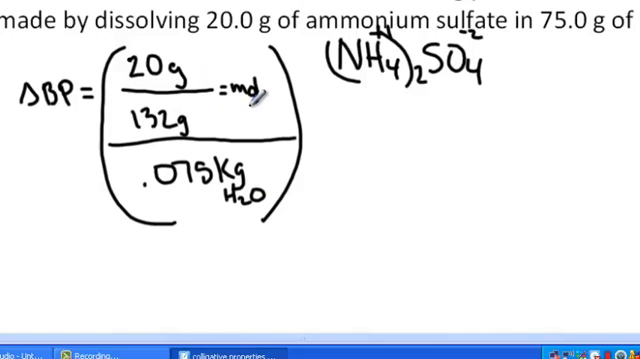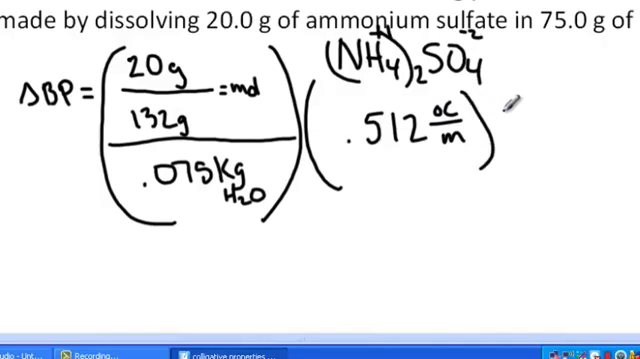Grams over formula weight is moles of ammonium sulfate per kilogram of solvent. We'll hit the boiling point elevation constant for water, 0.512. And the van 't Hoff factor, let's see, two groups of the polyatomic ion ammonium plus one more group of the polyatomic ion sulfate gives us a van 't Hoff factor of 3. Two positive ammoniums and one -2 sulfate is a total of 3 particles.